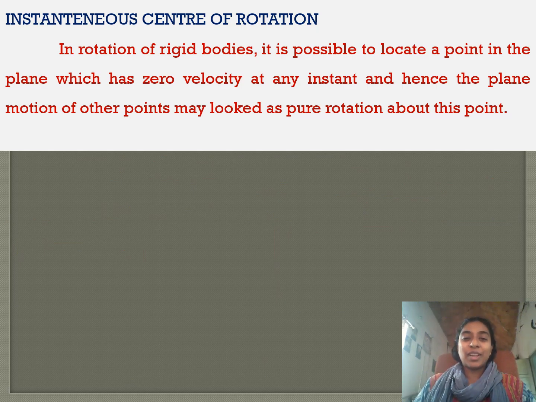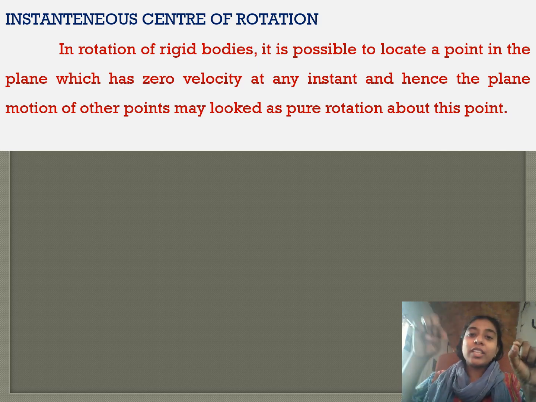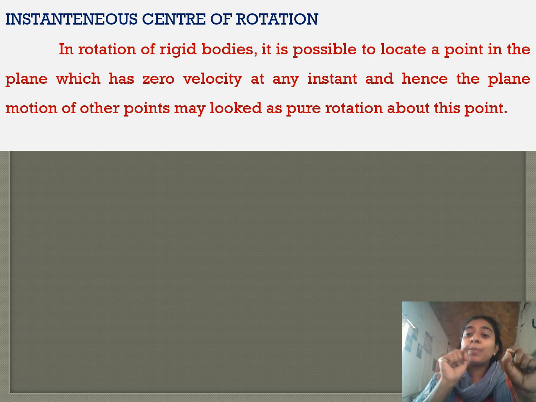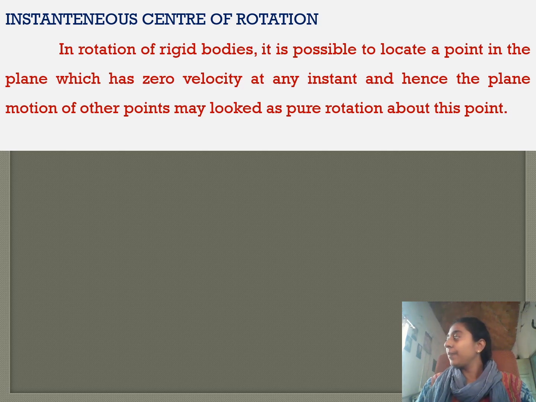So, instantaneous center of rotation in rotation of rigid bodies, that is, when the objects are subjected to rigid motion. You saw an example in the last class. It is possible to locate a point in the plane which has zero velocity. The rigid body is rotating in a plane. So in that plane, you can locate some point which has zero velocity, and at any instant, the plane motion of other points is as follows: you will have one point which has zero velocity, and all the other points will have rotation with respect to this point which has zero velocity.